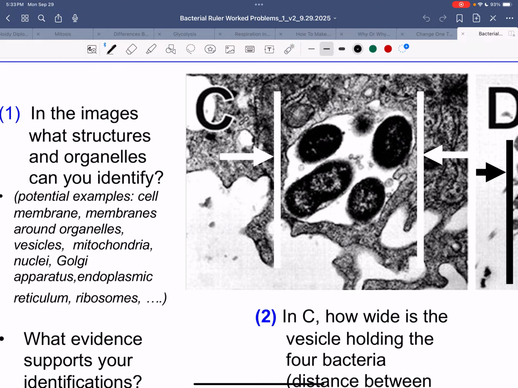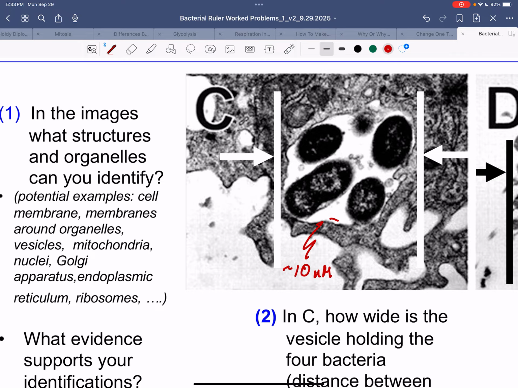So that already tells us we've got something from the bacterial ruler. We've got membranes, and that means that the thickness of that line is going to be approximately 7 to 8 nanometers, or if you want to round up, 10 nanometers. So that's the thickness of these membranes.